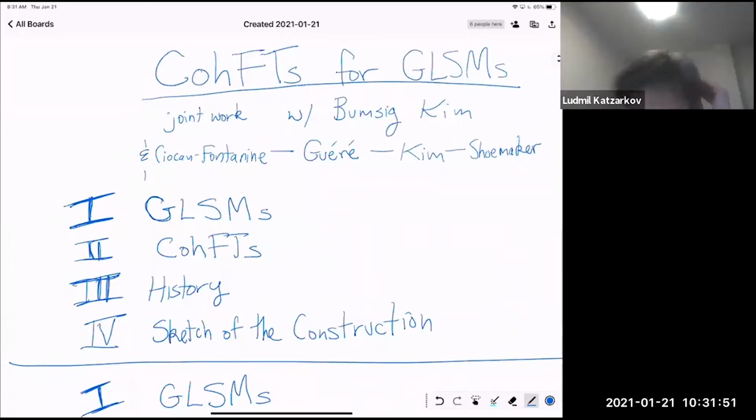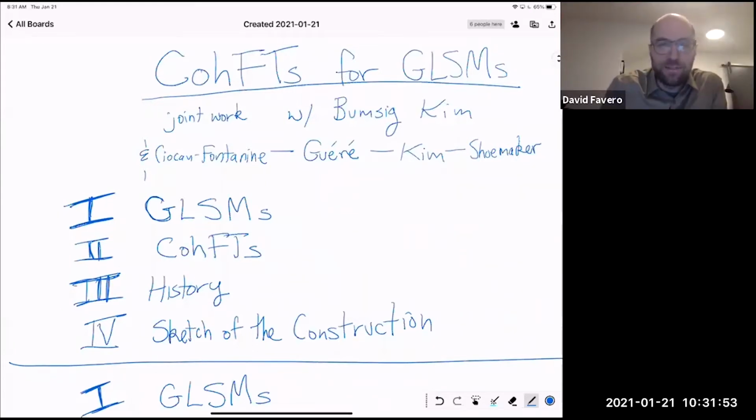Okay, David. Yeah. So there's almost no words in my title, which makes it especially confusing. So I'm going to talk about cohomological field theories from gauged linear sigma models. This is joint work with Bumsig Kim and Chiakan Fontenine, Guerra, Kim, and Shoemaker. So Kim is the same Kim, Bumsig, but these are two different papers that I'm going to talk about.